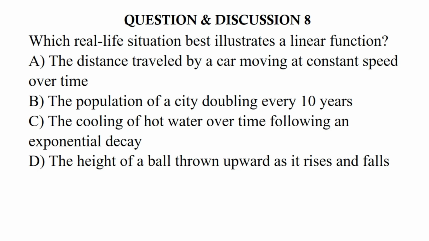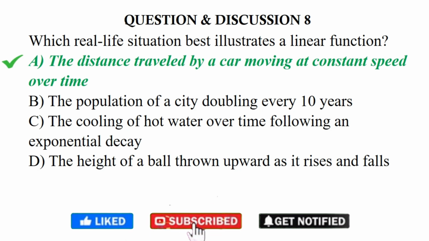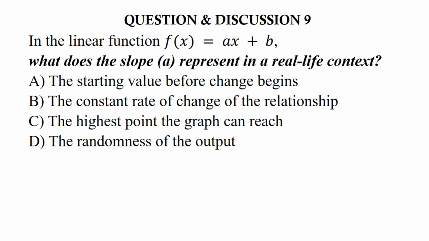On the other hand, exponential growth, exponential decay, or motion involving acceleration result in curves rather than straight lines. Only one option reflects a direct, steady, proportional relationship. The function f(x) equals ax plus b is a linear function. Here, b is the y-intercept, which shows the initial or starting value when x equals 0.